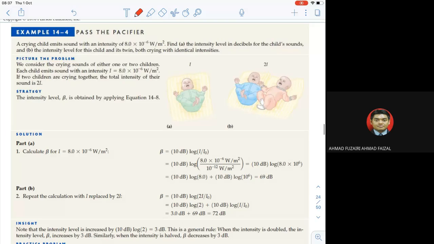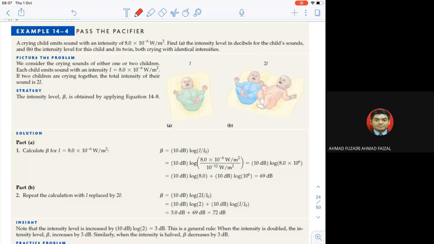All right, so let's look at the examples. A crying child emits sound with an intensity of 8 times 10 power of negative 6 watt per meter square. Find A, the intensity level in decibels for the child sound. Find A because this one is considered as I. The intensity level in decibels means that you want to find beta for the child sound, in part A only.